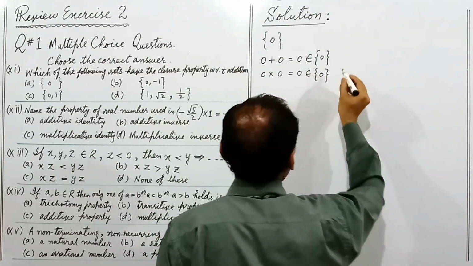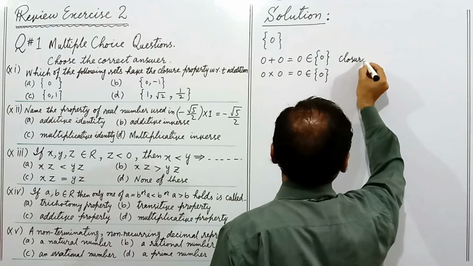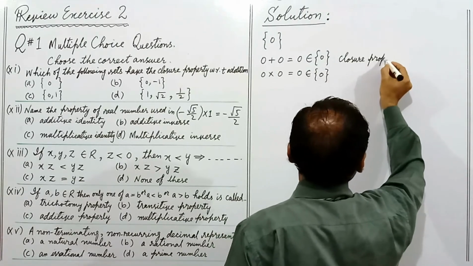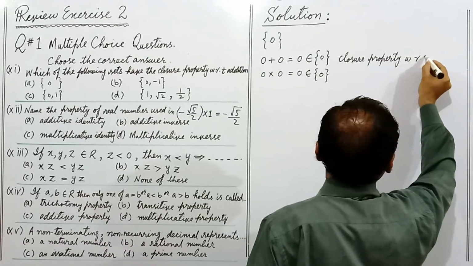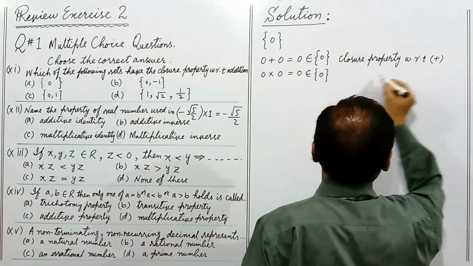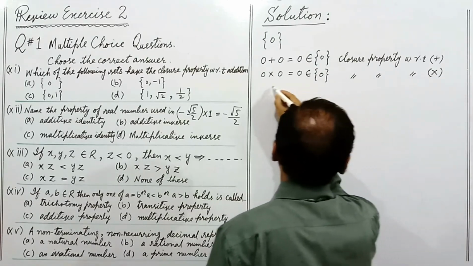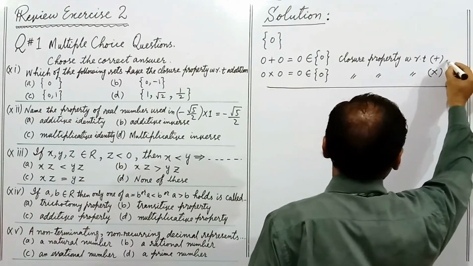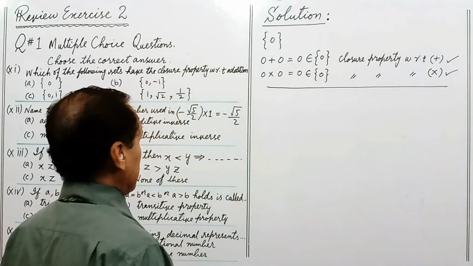It means closure property with respect to addition, as well as closure property with respect to multiplication, does hold for this set. So both properties actually exist in this.